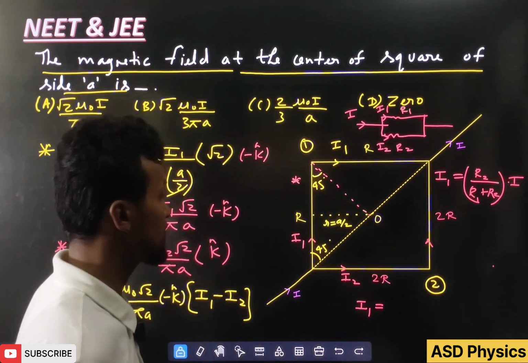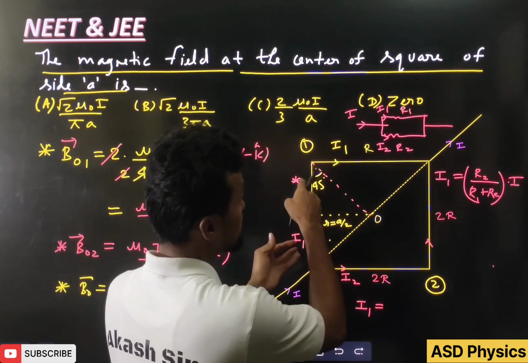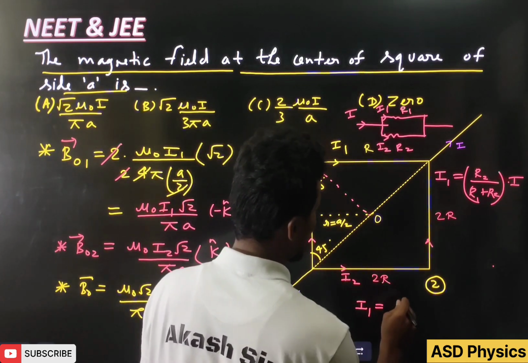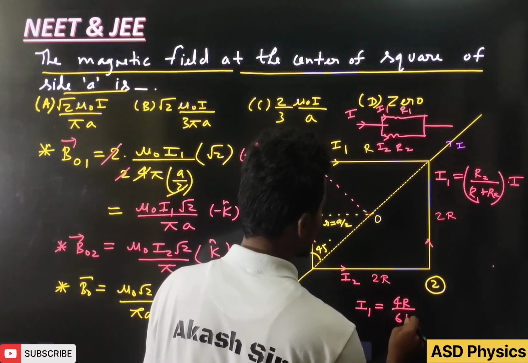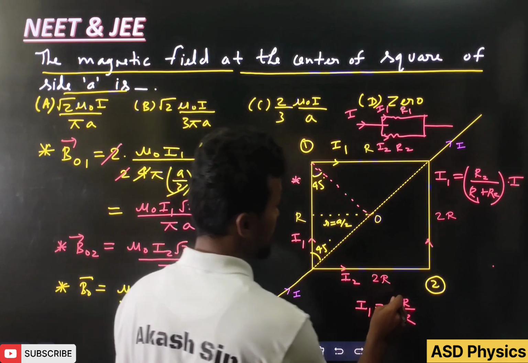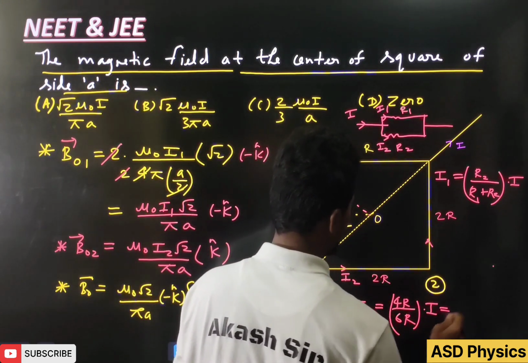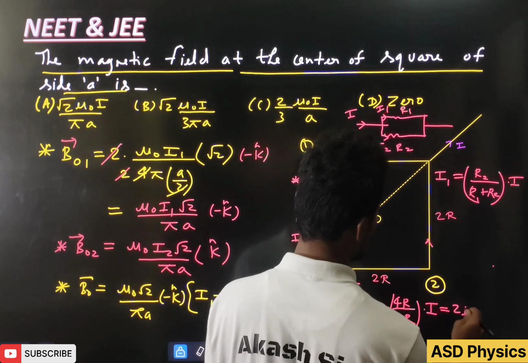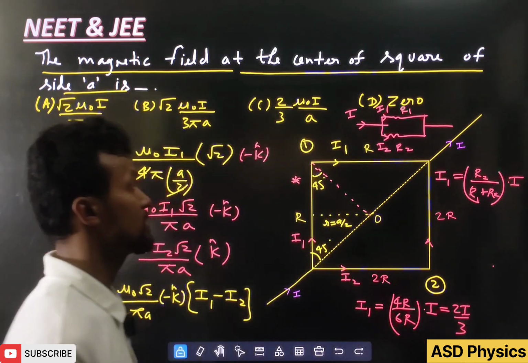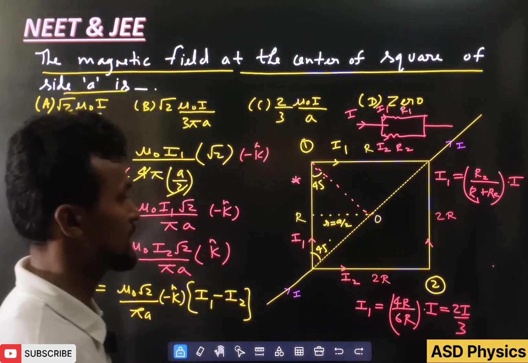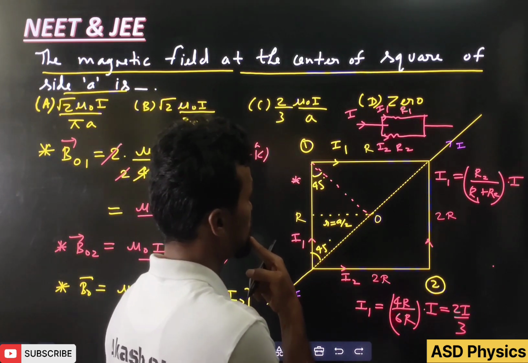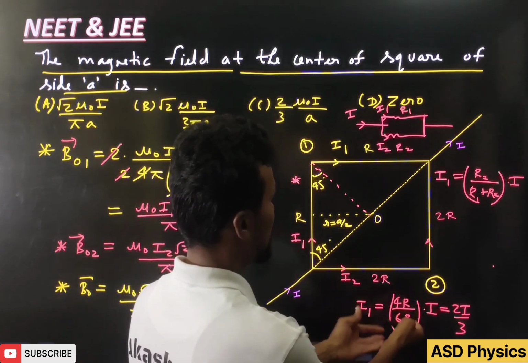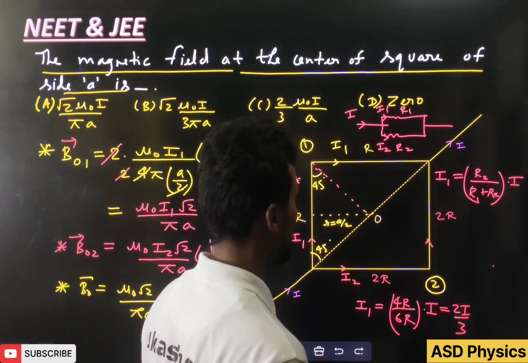So if I write I1, which resistance do we have to take? This side of resistance, 2R and 2R, how much? 4R. Total resistance how much? 4R plus 2R, 6R, into I. So I1 will come, when you simplify this, 2 2 is 4, 2 3 is 6, I1 is 2I by 3. Correct now? 4R by 6, 2 2 is 4, 2 3 is 6, 2I by 3.